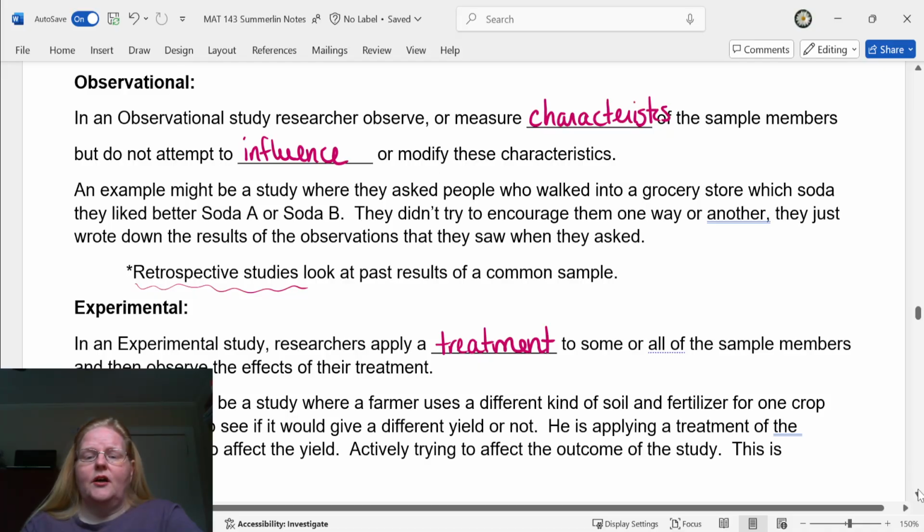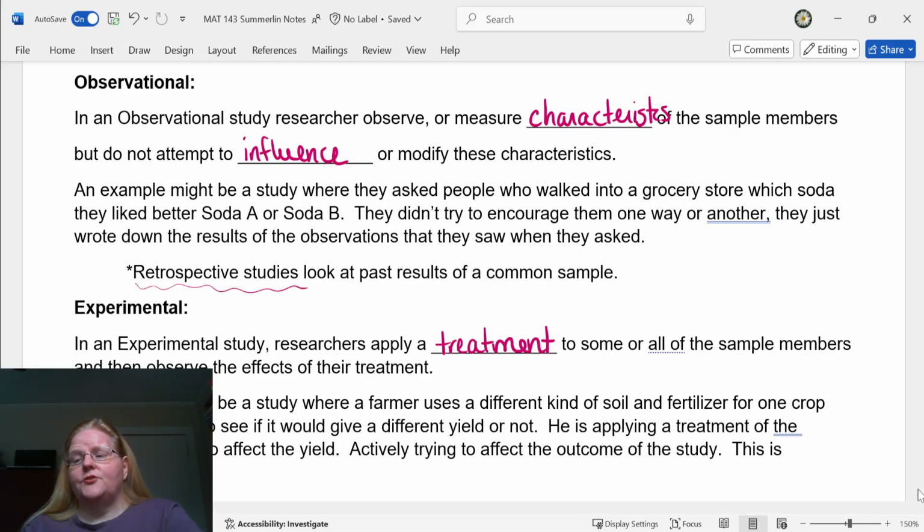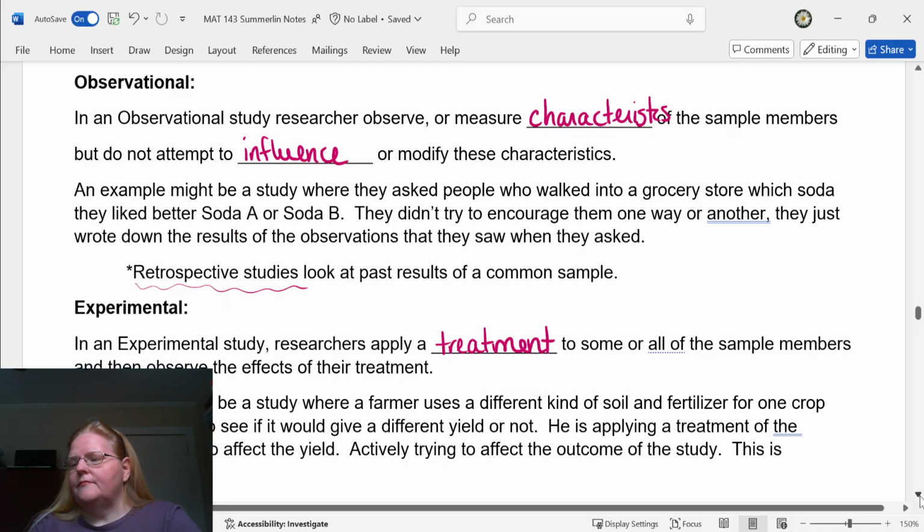So an example of a common observational study might be people who walk into a grocery store and they are asked which soda they like better, soda A or soda B. They don't try to encourage them one way or another. They just write down what they observe and what they're asked. An experimental study might be a farmer tries to use a different kind of soil fertilizer on one crop and see if it would yield differently or not. He's attempting a treatment of the fertilizer and soil to affect the yield, actively trying to affect the outcome of the study. This is an experiment.